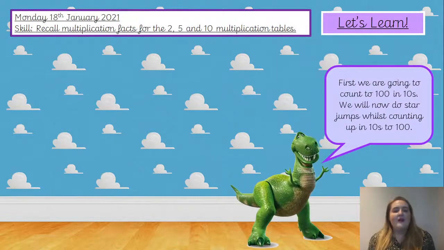Okay, we are going to put all of our multiplication knowledge together today to be recalling multiplication facts. So before we do this, we are going to be counting in 10s, 2s and 5s to have a little bit of practice. You're going to count in 10s to 100 first, and I would like you to do a star jump whilst counting up in 10s to 100. So each star jump you do, you are going to count 10 each time.